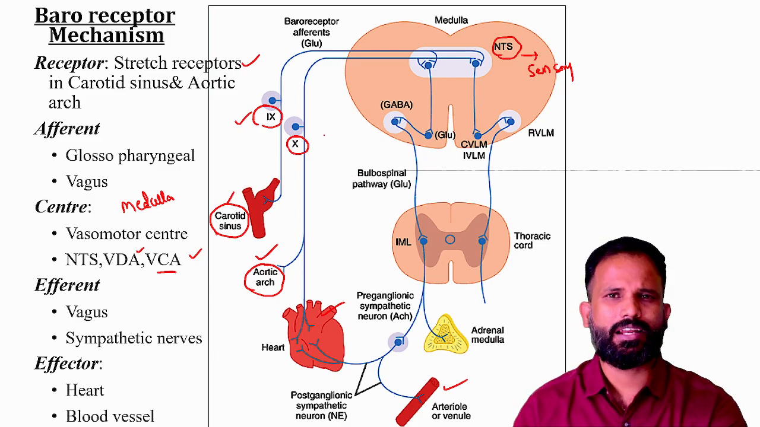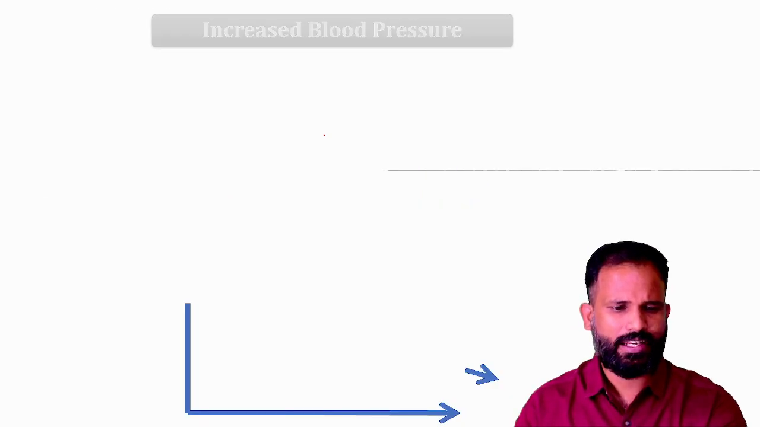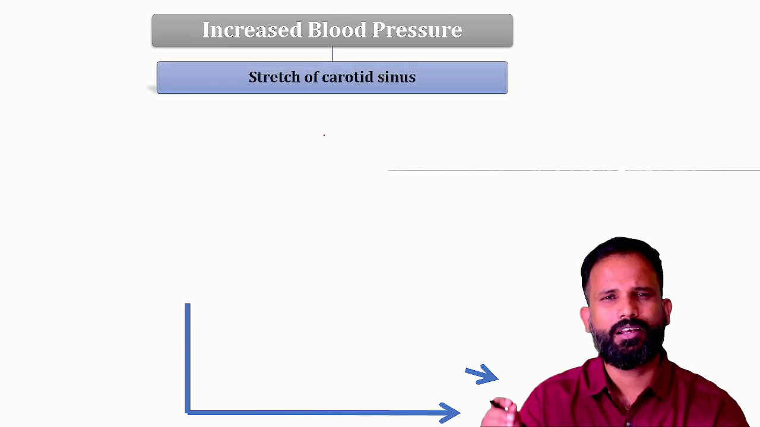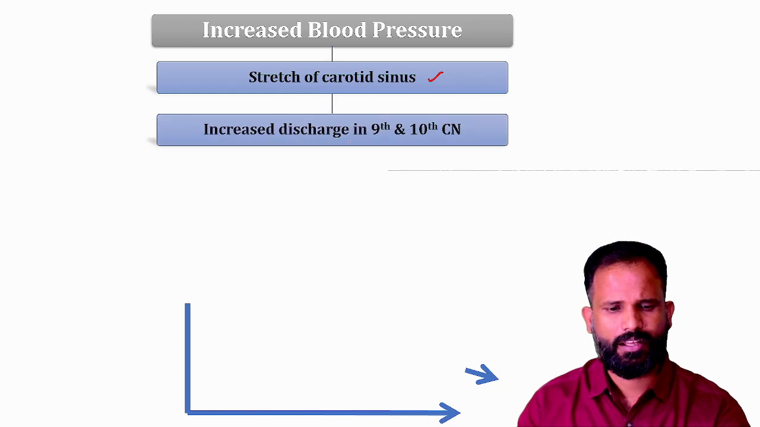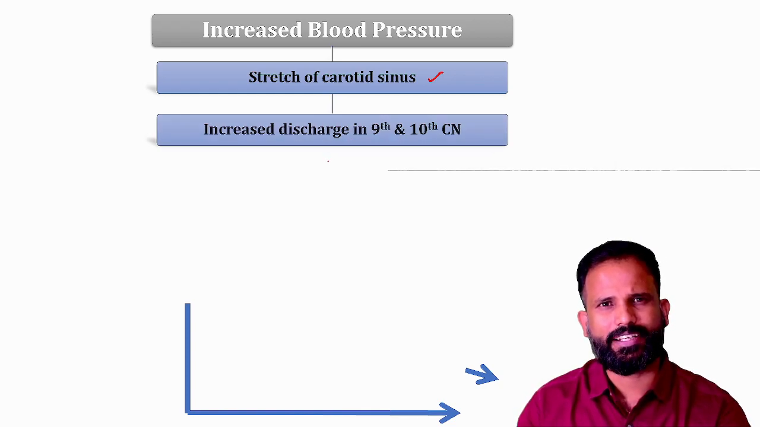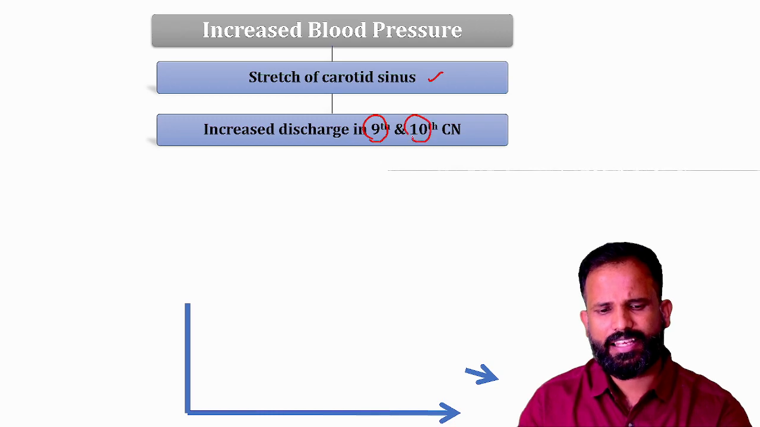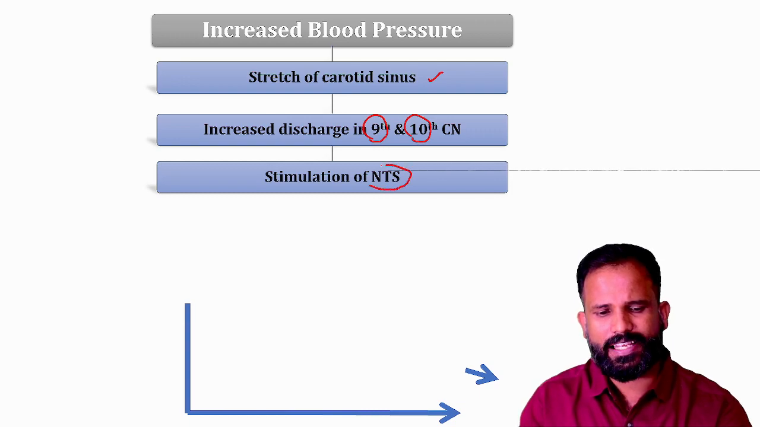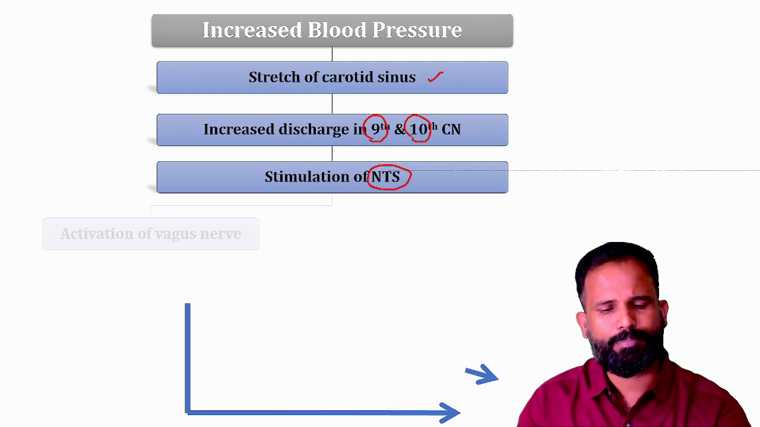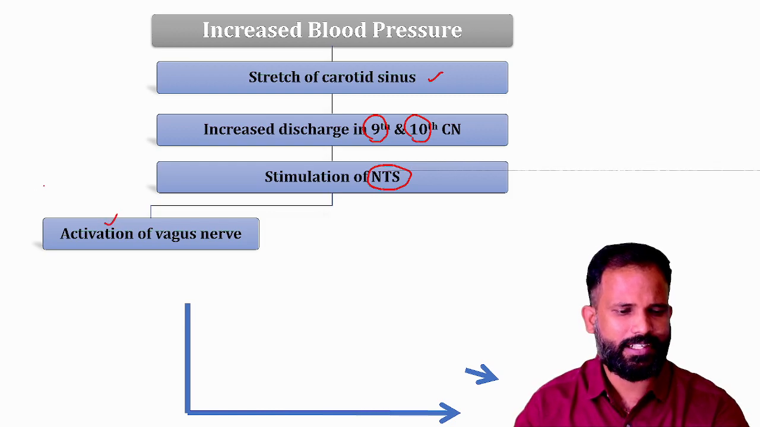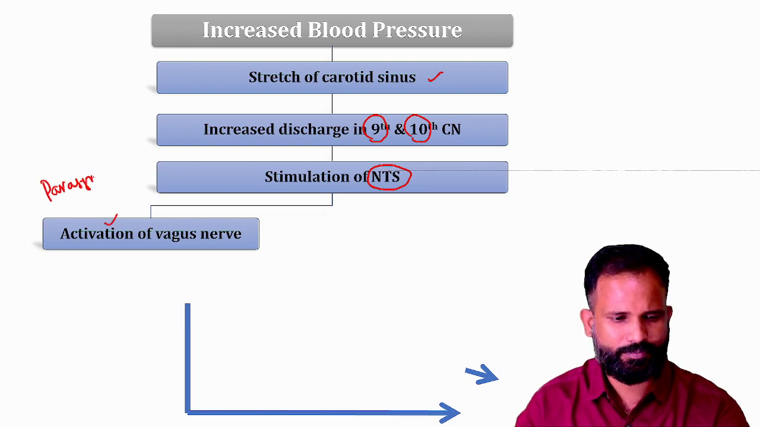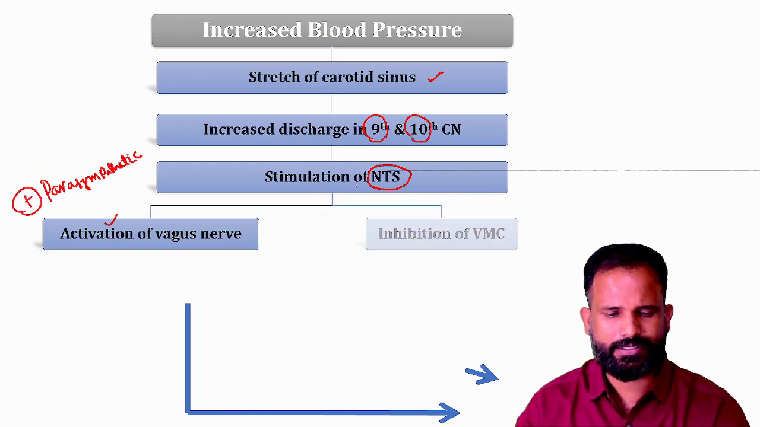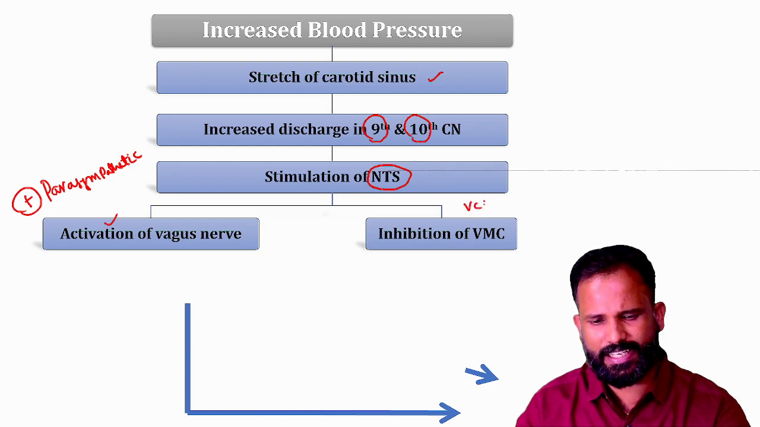So to explain this baroreceptor mechanism, follow this flow chart. Let us think that there is increased blood pressure. So BP is increased means baroreceptors are activated. Whenever the baroreceptors are activated, the discharge through the 9th and 10th is increased. What is the sensory area of the vasomotor center? Nucleus tractus solitarius. Then what happens? It stimulates parasympathetic and inhibits the vasoconstrictor area.